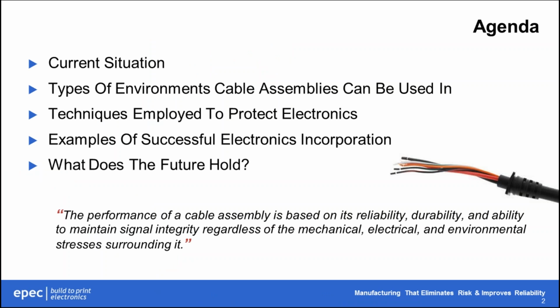Today, as I mentioned before, we'll look at the current situation when it comes to including the various electronic components into a cable assembly. We're going to look at the types of environments that cable assemblies with those electronics included in them could be used in. We'll look at the techniques that can be employed to protect those included electronics. We'll go over an example of an assembly that does include electronics, and then we'll take a look at what the future holds, what we think the future will hold for cable assemblies with electronics in them.